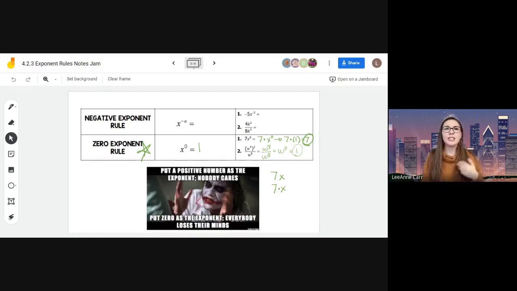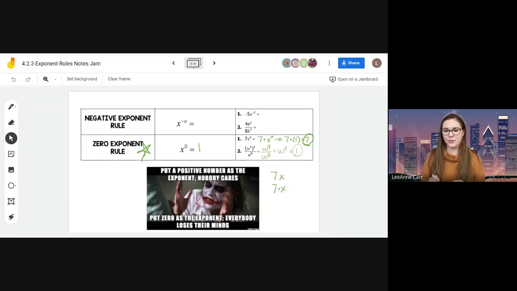I teach calculus, and we deal with a lot of negative exponents. But at the end of all of our problems, we always rewrite it so we don't have any negative exponents in our answer. They're a no-go in the math world. So if we see a negative exponent, we have to fix it. Otherwise, our mathematicians are going to freak out.